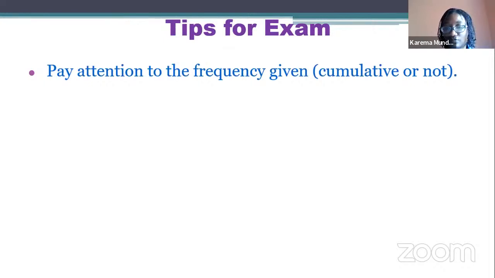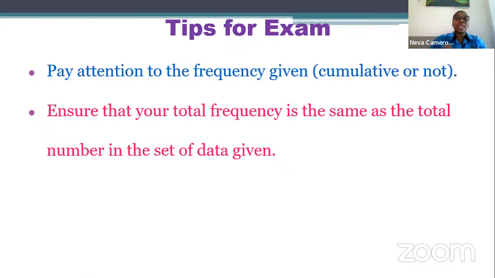Pay attention to the frequency given, whether it's cumulative or not. We saw in the last two questions how the scripts were flipped. Sometimes you're given the running total and you have to find the frequency, or sometimes you're given the frequency and you are then asked to calculate the cumulative frequency. Second, ensure that your total frequency is the same as the total number in the set of given data. If it is given, make sure if you're doing a running total and you should have 100, you're not at 58, or up more than the number. If it is not given, that's more crucial. Make sure you double check that you have the total frequency.